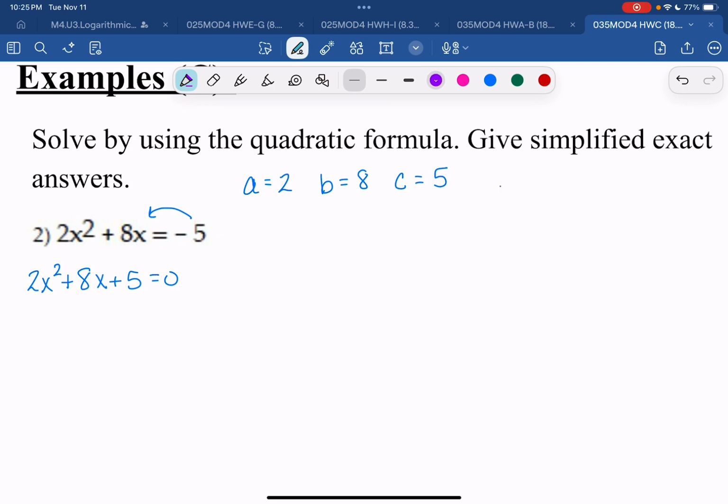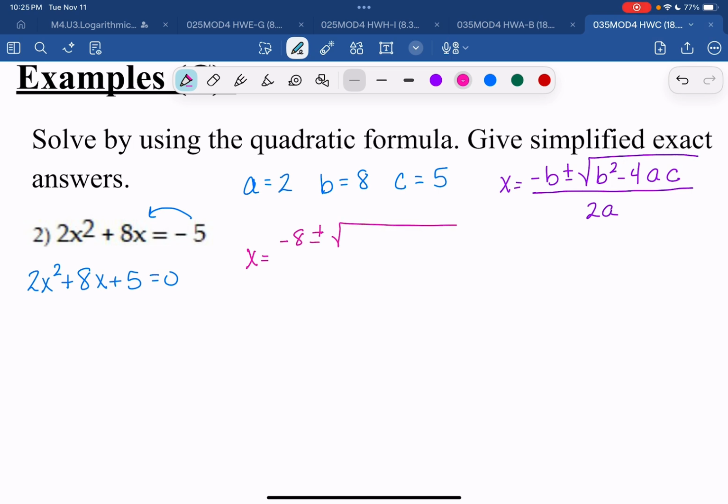In my formula, I'm going to write that out. This is negative b plus or minus the square root b squared minus 4ac all over 2a. And so then we would just plug in. So x equals negative b, so the opposite of b is negative 8, plus or minus the square root b squared minus 4 times a times c all over 2 times a.